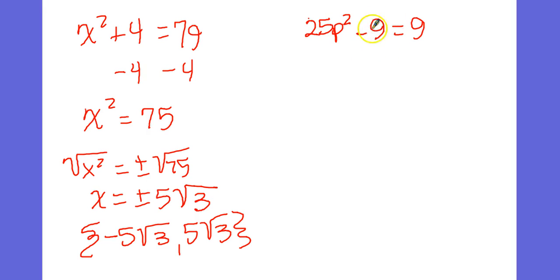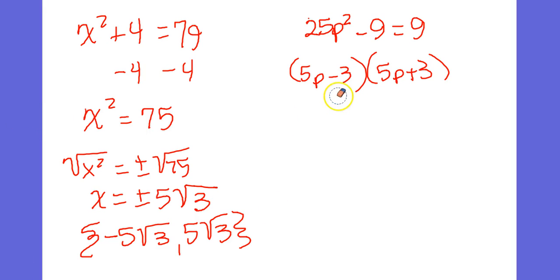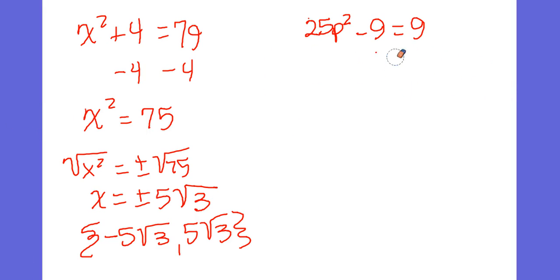Well, that's a negative 9. I don't think negative 9 is a perfect square because it would take a negative 3 and a positive 3. And if I were to factor that out, please don't write this down, it'd be the difference of squares: 5p minus 3 and 5p plus 3, and that's not a perfect square. They're different. They're conjugates of each other. So it's not a perfect square. What should I do?